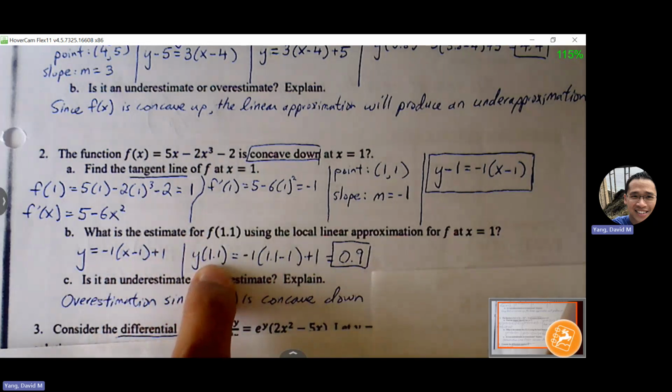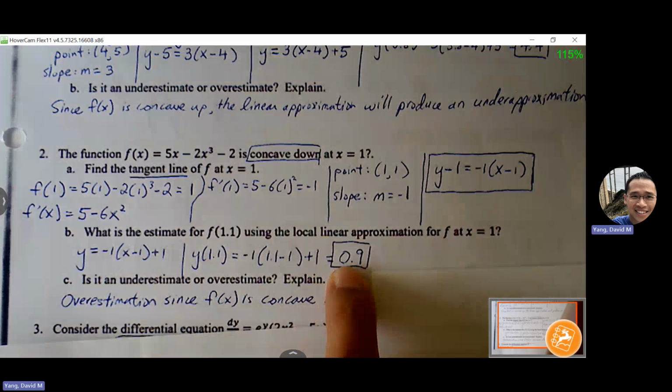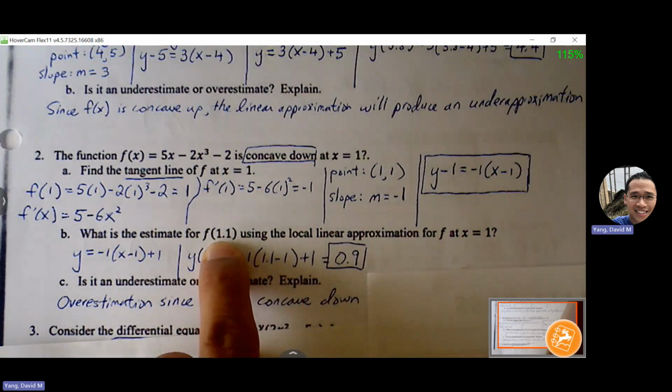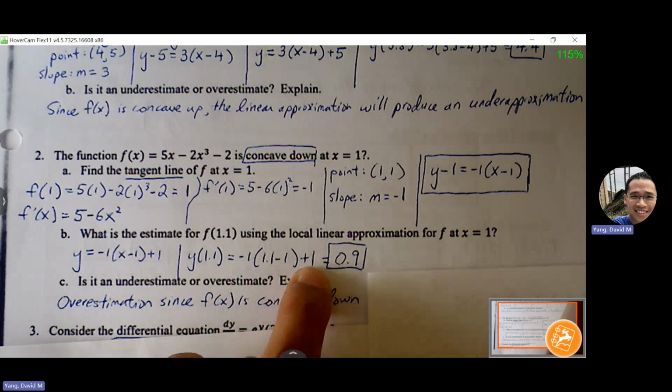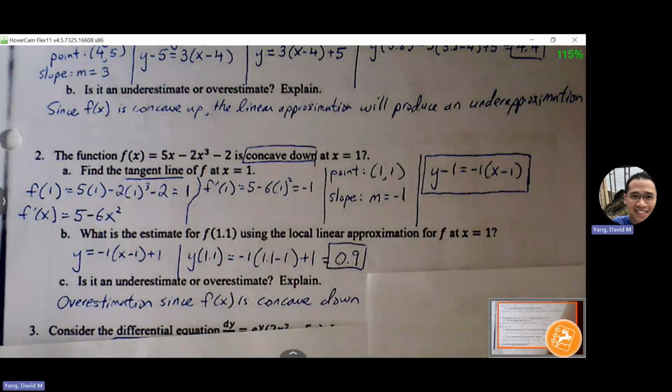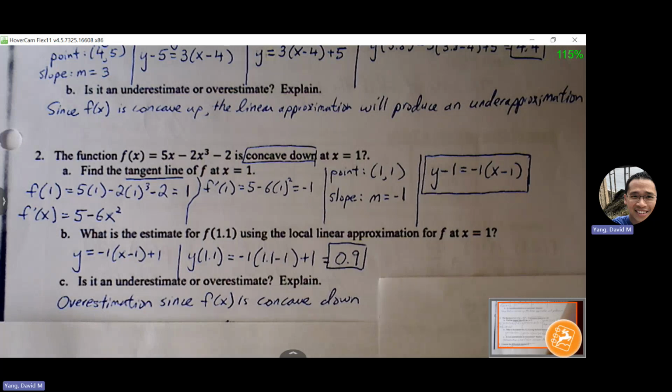So I'm inserting 1.1 into my linear equation, and I'm getting 0.9. So I know that 0.9 is some estimation of the actual f of 1.1. It should be pretty accurate because I'm pretty close to the point of tangency, but I know it's going to be a little off. And we never have to worry about how accurate our approximation is. We'll do some of that second semester with series, but right now we just have to say, okay, is it an overestimation or is it an underestimation? And then we just have to justify it by saying, oh, it's concave down. It's concave down. My linear approximation will overestimate the actual value.